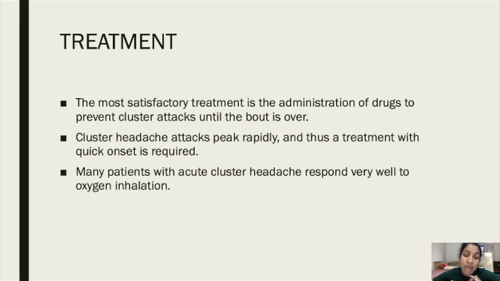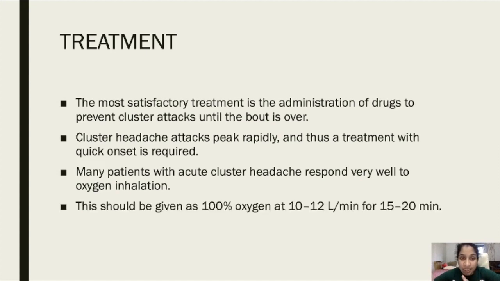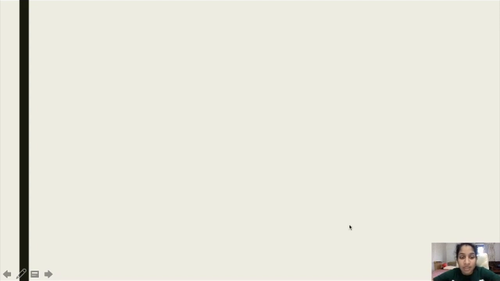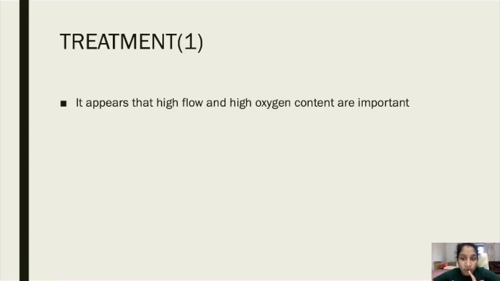And many patients with acute cluster headache respond very well to oxygen inhalation. If we give oxygen inhalation, the patient responds very well during this cluster headache. So this should be given as 100% oxygen at 10 to 12 liters per minute for 15 to 20 minutes. That oxygen should be given. So it appears that high flow and high oxygen content are important.